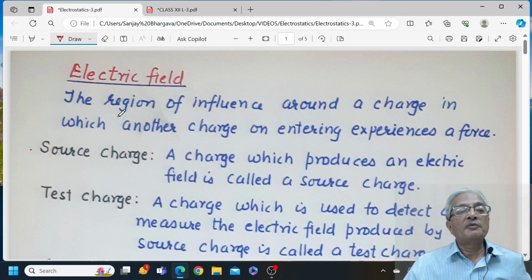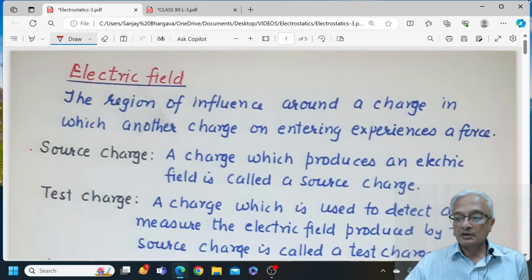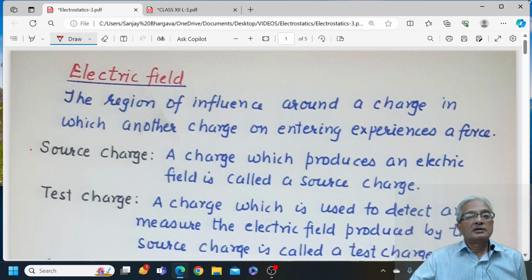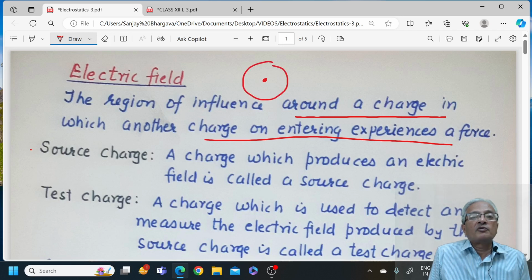We pick up with the definition of electric field. Now what does electric field represent? The region of influence around a charge in which another charge on entering would experience a force. That means if you have a charge here and you have some region of influence here, then another charge, when it enters, would experience a force. Then this region would be called an electric field.